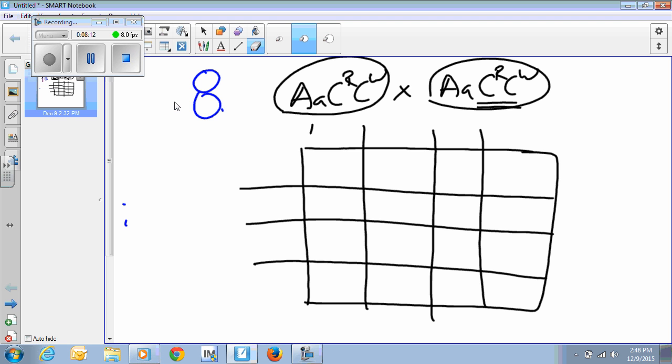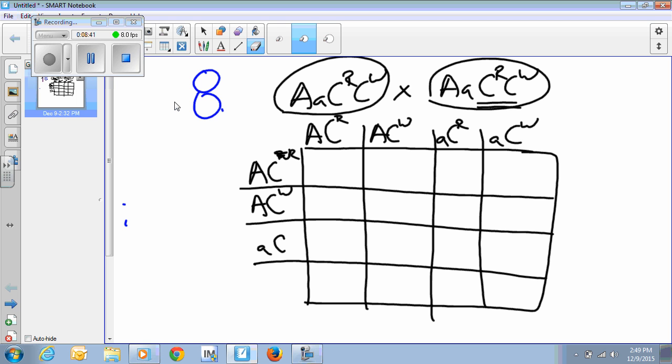And so basically you're going to get this: capital A, C, red; capital A, W, white; little a, red; little a, white. And you're going to do the same going down this way. Capital A. I'm just going to keep it consistent. This is going to be red. There, W, red, white.